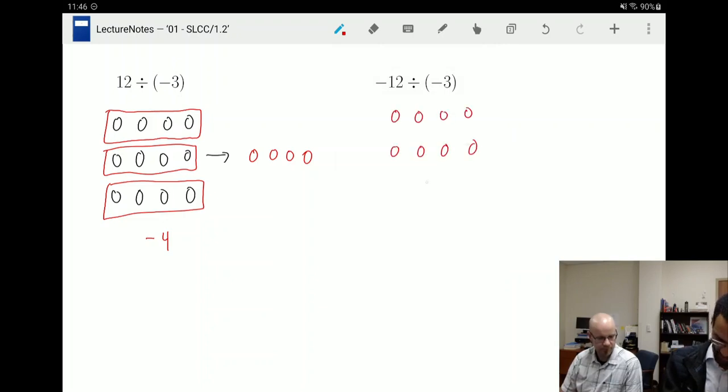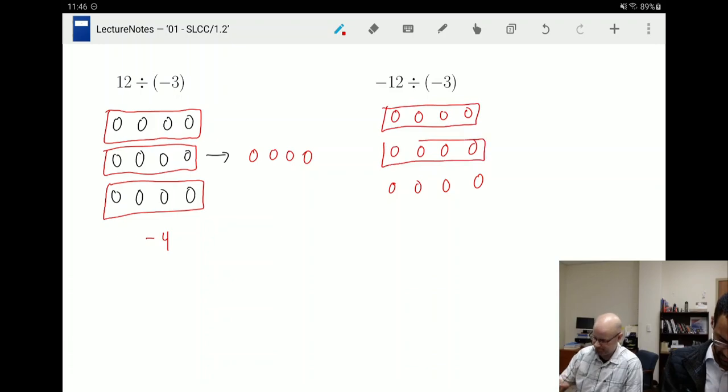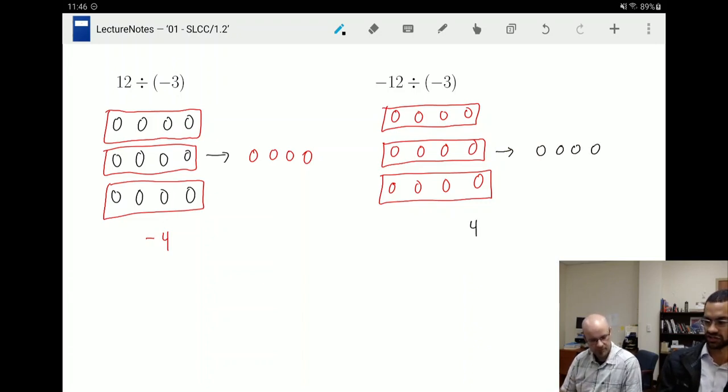Okay, well, what if I have 12 red circles to begin with? And I want the opposite of each group, or what's in a single group, right? Yes. The opposite. So that would be 4 black circles. +4. Right? So again, let's generalize those rules.